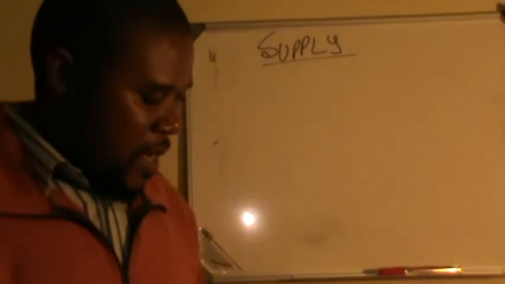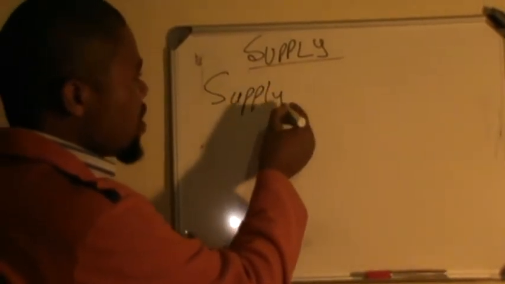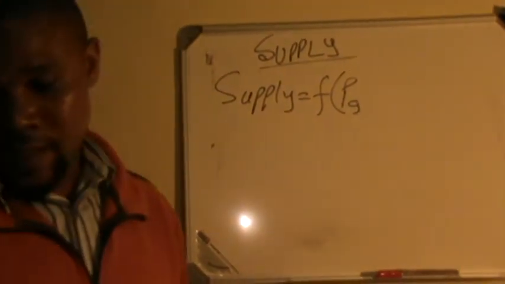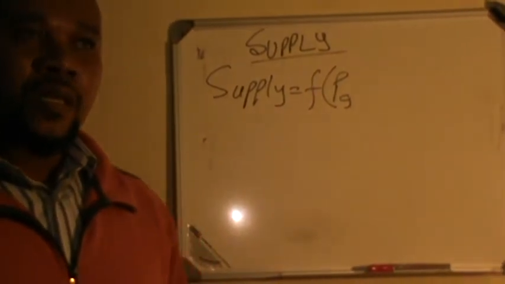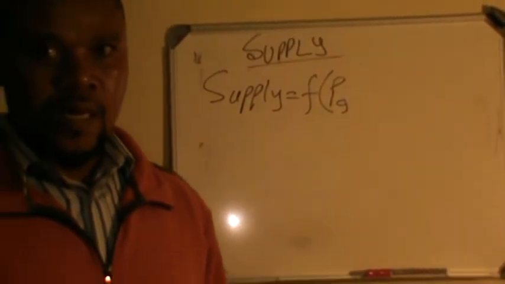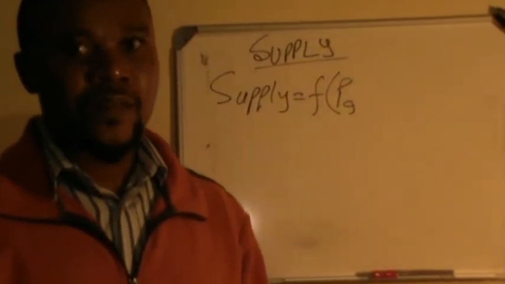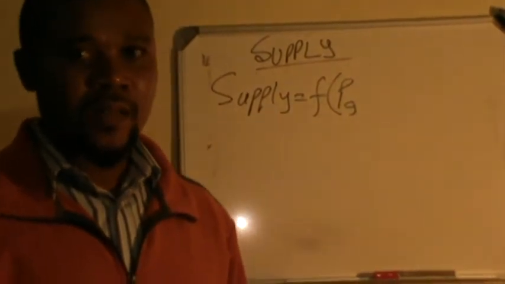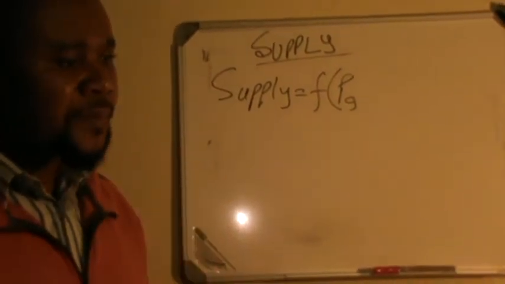And as you would expect, supply would be a function of the price of the good that is being supplied, amongst other things. So producers would supply a product dependent on the price that the product is going to fetch in the market. The higher the price, you'd expect that the suppliers would supply more, which is the opposite really of what consumers would do when the price is high.